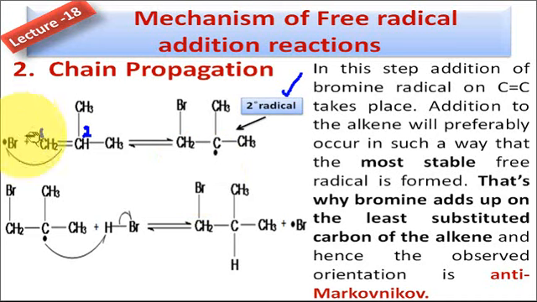That is the reason why bromine attacks carbon atom number 1, the least substituted carbon atom, because the attack on this least substituted carbon atom results in the formation of the more stable free radical. That's why bromine adds to the least substituted carbon of the alkene. Hence the addition of HBr in peroxide takes place via anti-Markovnikov manner. I hope it is now clear to you all.